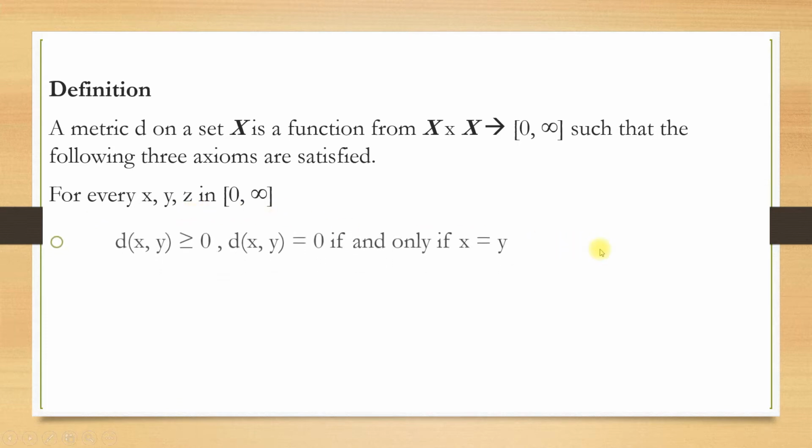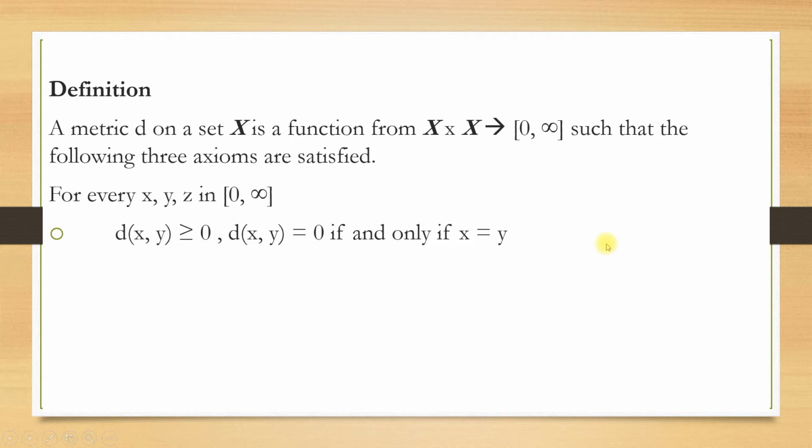First condition is d(x,y) is greater than or equal to 0, and d(x,y) equals 0 if and only if x equals y. And we know that distance is always positive, or equal to 0 whenever x equals y. Second condition is d(x,y) equals d(y,x). And third condition is d(x,z) is less than or equal to d(x,y) plus d(y,z). If the three conditions are satisfied, then we say that d is a metric on X.